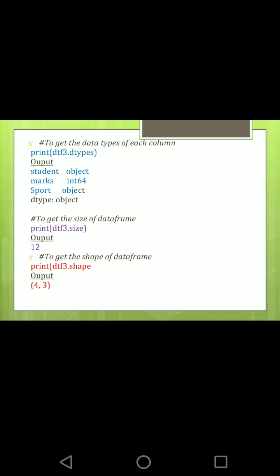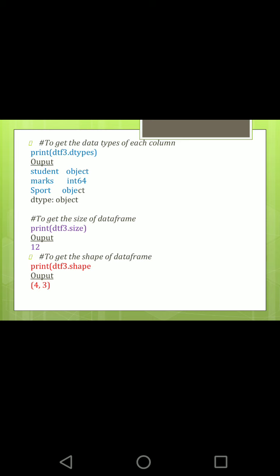Next is how to get each column of your data frame and to get the data types of the data columns. For getting the data types, you have to type the name of the data frame, dot dtypes, DTF3.dtypes. You can see in the output, the student column's data type is given, marks data type is given, sport data type is also given. Student data type is object, marks is integer value, sport is also an object.